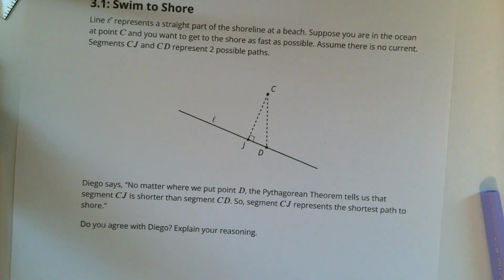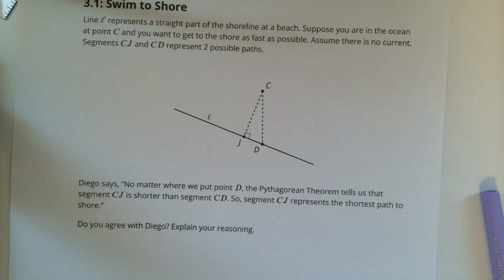Diego says no matter where we put point D, the Pythagorean theorem tells us that segment CJ is shorter than segment CD. So segment CJ represents the shortest path to shore. Do you agree with Diego? Explain your reasoning. You can go ahead and pause if you want to think about that for yourself. I'll go ahead and talk about it a little bit.